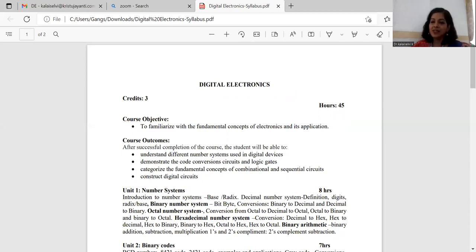Okay. Now, for the first class, I'm skipping the first two units, and in the next class we'll go into digital electronics directly. We'll start with De Morgan's theorem, and how an equation can be simplified using De Morgan's theorem. Okay. With that, I'll end the class. See you in the next class.